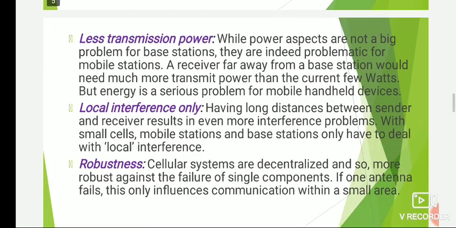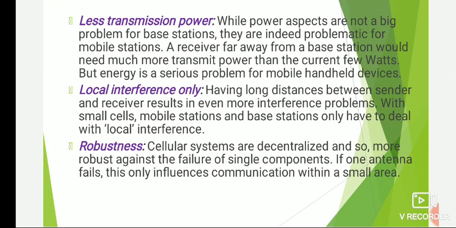The next advantage is less transmission power. Power is a major issue here. While power aspects are not a big problem for base stations, it is indeed a problem for mobile stations. A receiver far away from the base station would need much more transmit power than the current few ones, but energy is a serious problem for mobile handheld devices. If there is no power, the handheld devices become useless.